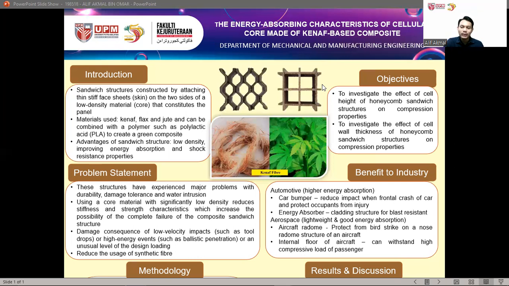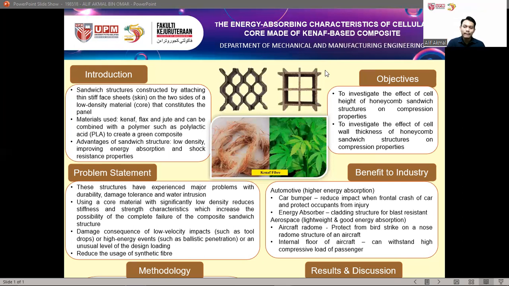Okay, so basically the objective of this project is to investigate the effect of cell height of honeycomb sandwich structure on compression properties, and also to investigate the effect of cell wall thickness of honeycomb sandwich structure on compression properties. Based on these objectives, we have two parameters that will be controlled in fabricating the sandwich structure. The first one is the effect of cell height. The second one is the effect of cell wall thickness.